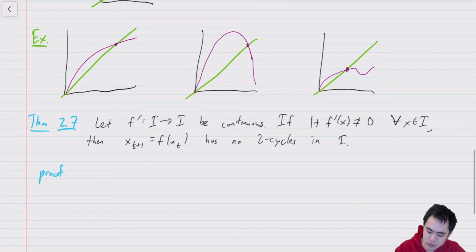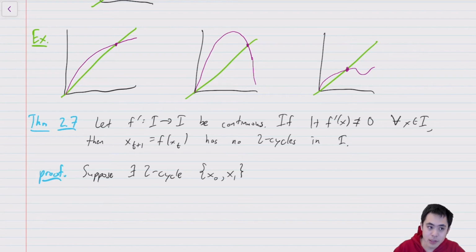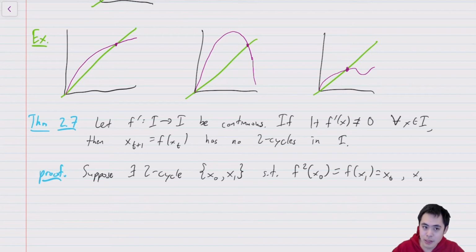So suppose that there does exist a 2 cycle. So this is going to be proof by contradiction. So let's suppose there exists a 2 cycle x0, x1, such that f squared of x0 is equal to f of x1, which is equal to f x0, and x0, x1 are in our interval.